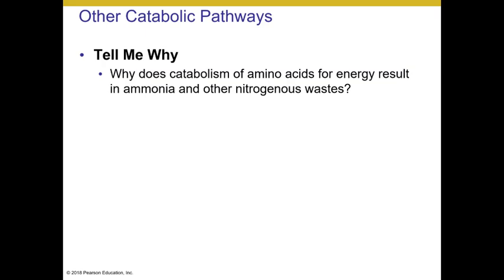In humans, ammonia is toxic and must be converted to urea by the liver. In some bacteria, ammonia is simply released into their environment. NCLEX tip: patients with liver failure can develop hepatic encephalopathy because ammonia builds up in the blood, affecting brain function.